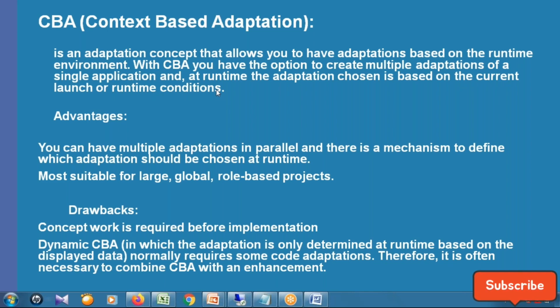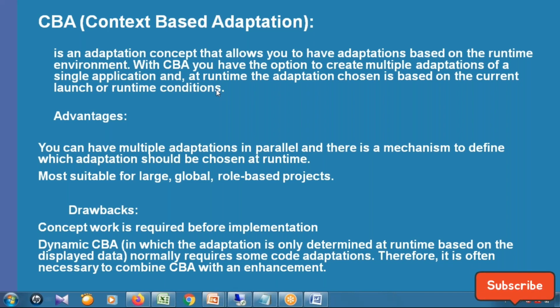Now, let me tell you how it works. Let's say I have a certain requirement where, if my material type is FERT and my change request type is ZMAT01, then my UI should have, let's say, two more fields available. But if that is not the case, then those two fields won't be available. These things I can maintain through context-based adaptation.